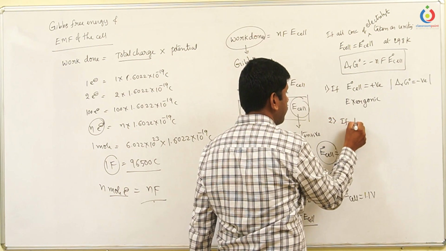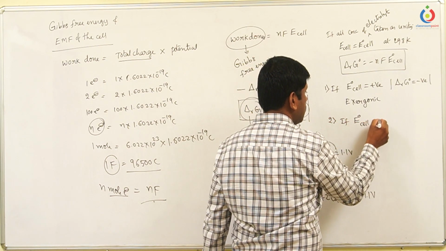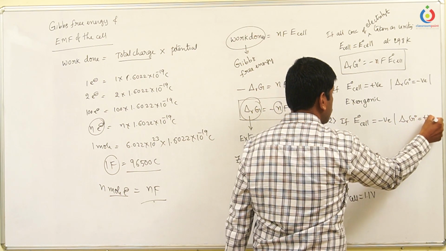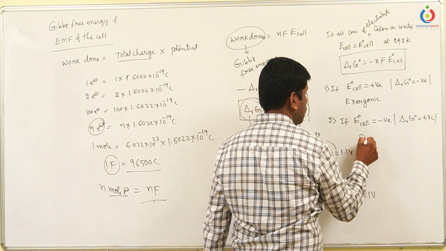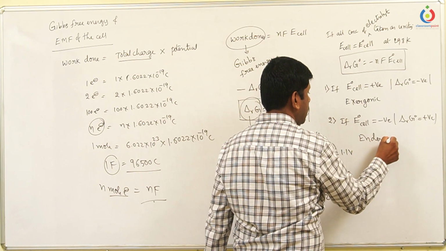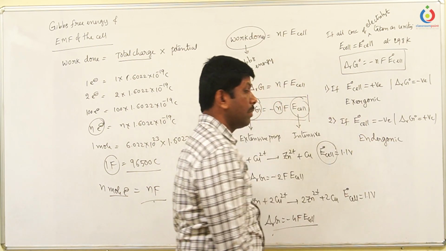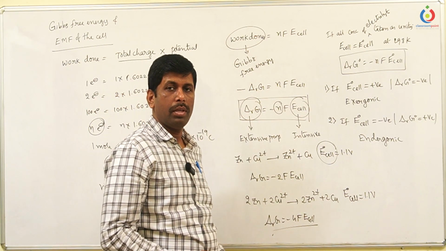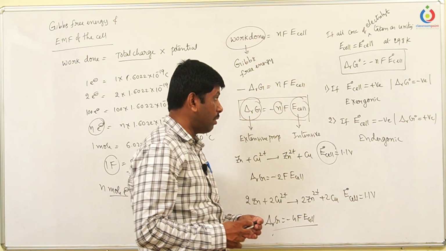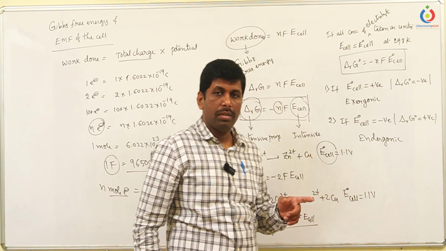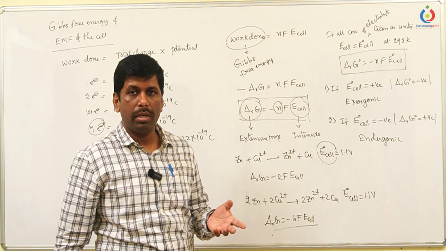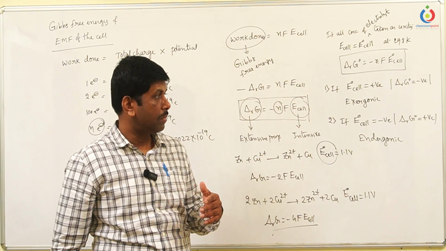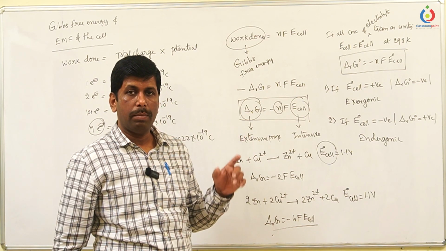Second, if E0 cell is negative, delta rG0 is positive, and they are known as endergonic. So what is the purpose of using these different terms instead of exothermic and endothermic? We are using exergonic and endergonic. Exothermic, if heat is released completely, that is called exothermic. Endothermic means it is absorbed. Here no heat is released or absorbed.